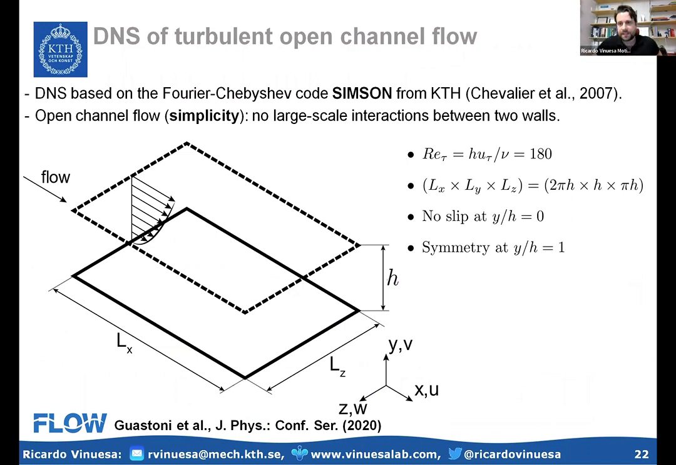So to do this study, we start with a simpler geometry than the urban environment. We consider an open channel. We do direct numerical simulations with the Fourier series code SIMSON from KTH in Stockholm. We consider in this first case a low Reynolds number, a Reynolds tau of 180, and then we consider a number of properties, including the open end on the upper side, to be able to simplify the dynamics of the large scales when we only have one wall.